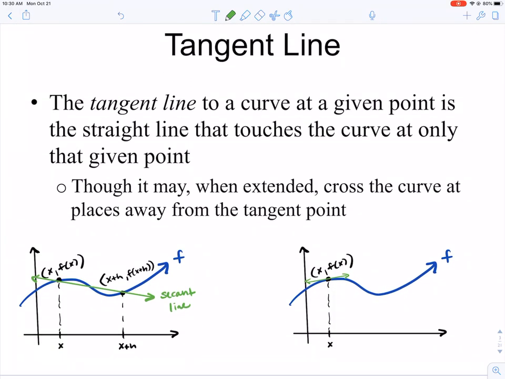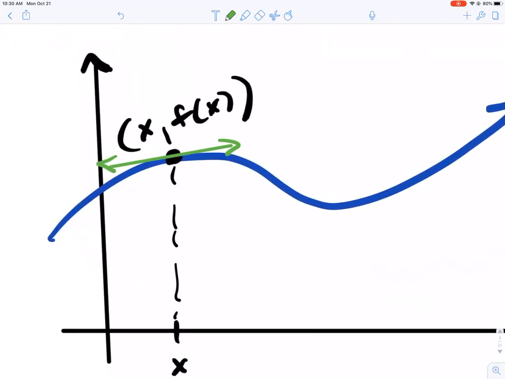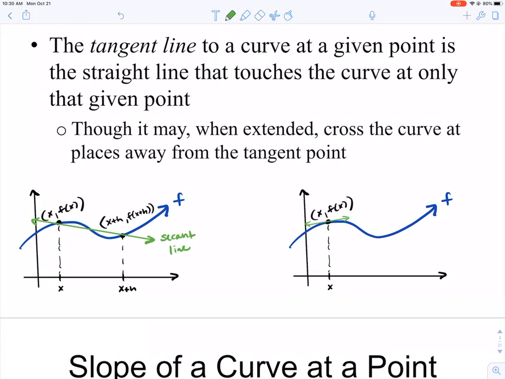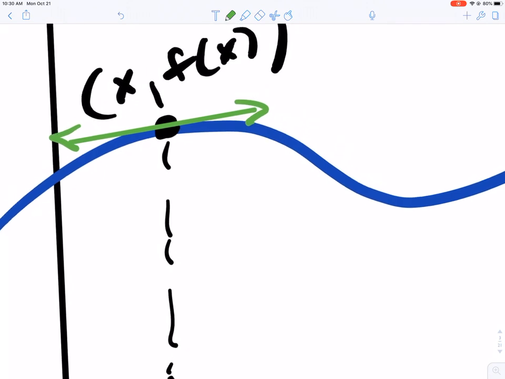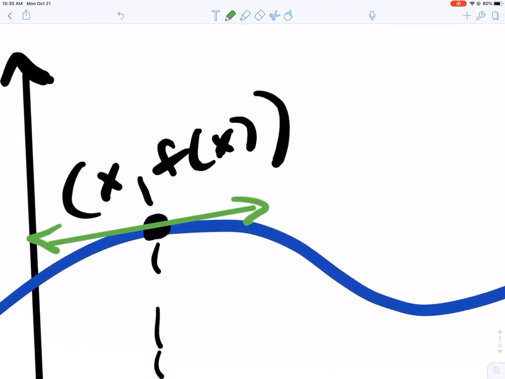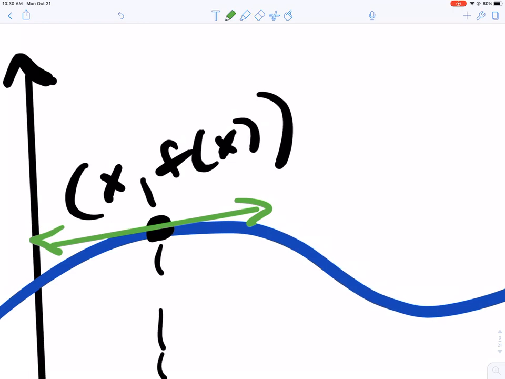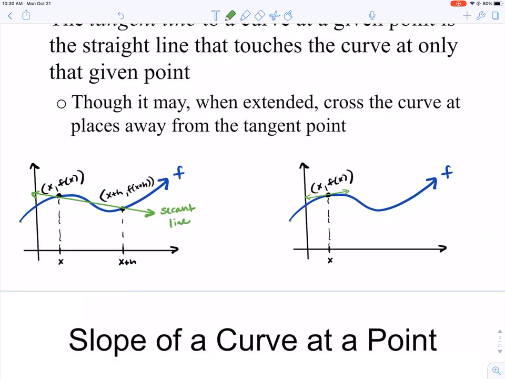But now we're going to look at how to just do that in a more straightforward manner, which leads us to tangent lines. So I have the picture of the secant line here. The tangent line to a curve at a given point is a straight line that touches the curve at only that given point. So here's the picture of a tangent line. So the tangent line to the curve at the point x comma f of x. And though the tangent line might extend and then eventually cross the curve at other places, if we zoom into that point, the tangent line will only touch the curve at exactly that one point. But it may cross if we were to think about extending the line.